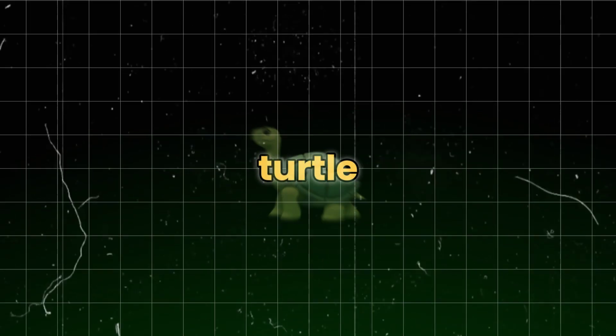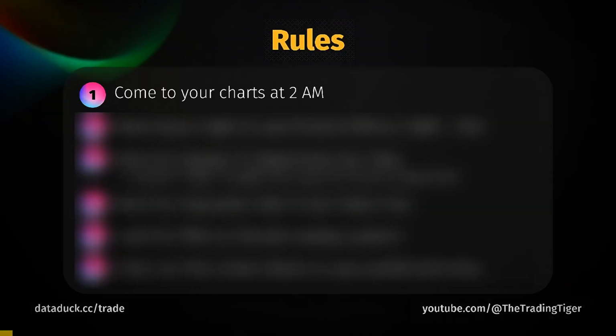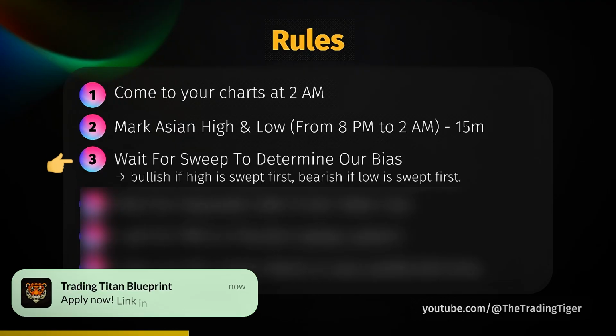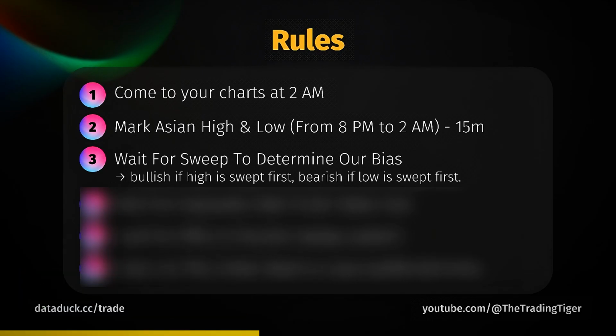Let's summarize the turtle soup trading plan. First, you have to come to your charts at 2 a.m. New York local time and mark out the high and low on a 15-minute time frame created during the Asian session, which is from 8 p.m. to 2 a.m. Now, we will wait for either the high or low to be swept. Whichever side is swept first will be our bias and the side where we will be taking the trade.